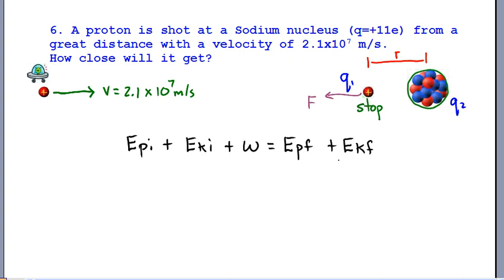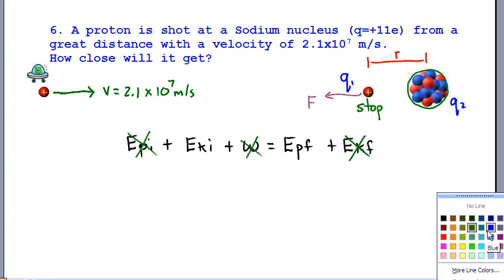Okay, which ones can we throw away? Well, it did say they started a great distance apart. So if they're a great distance apart, there's no energy in that handshake. There's also no external force running behind this thing pushing it. We're just going to rely on that kinetic energy to get us there. And then eventually we will run out of speed. We're going to run out of kinetic energy.